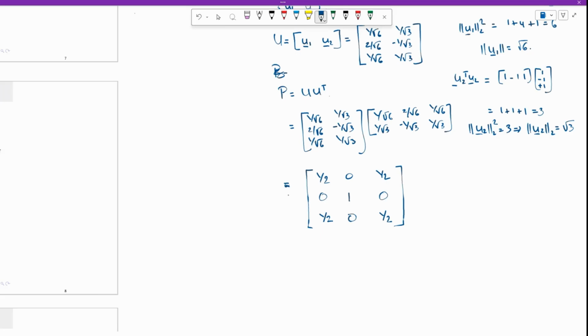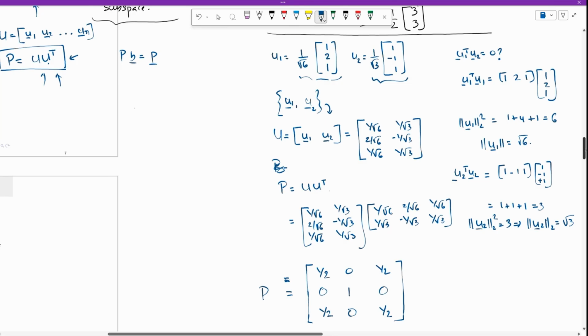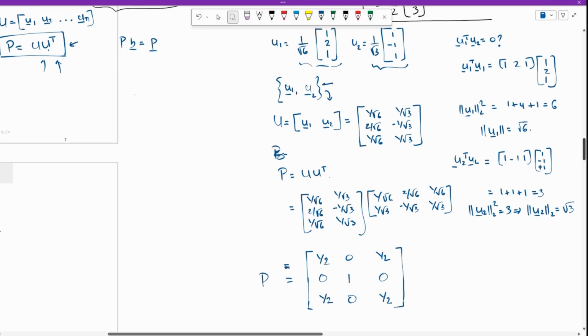Okay. That will be our orthogonal projection matrix onto the subspace spanned by these two vectors. We would have obtained the same matrix if we had chosen some other set of two vectors which formed an orthonormal basis for this subspace that we started with. You'll get the same matrix. Okay.